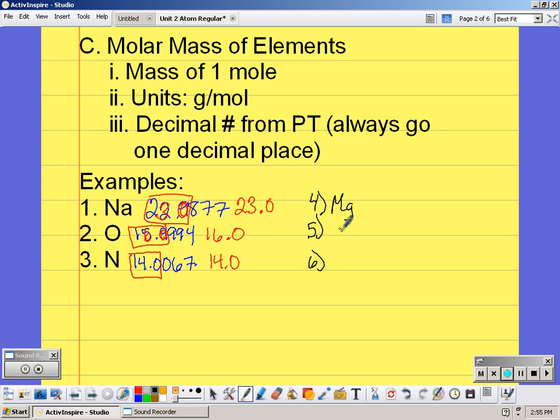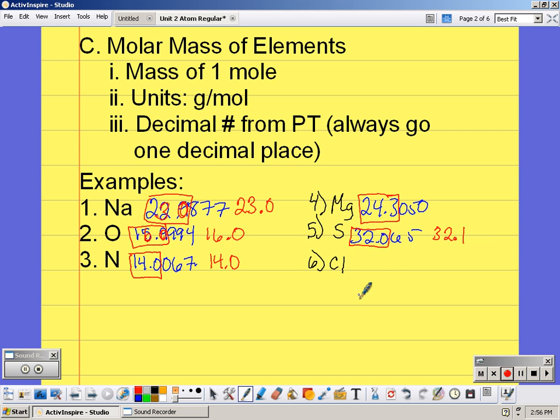magnesium, sulfur, and chlorine. Magnesium on the periodic table is 24.3050. So we would round to 24.3. Sulfur's molar mass is 32.065. So we would round 32.0. The 6 is higher than 5 though, so it's going to be 32.1 grams per mole.